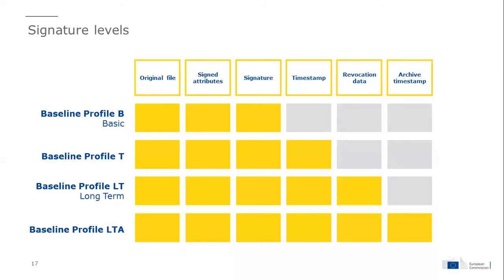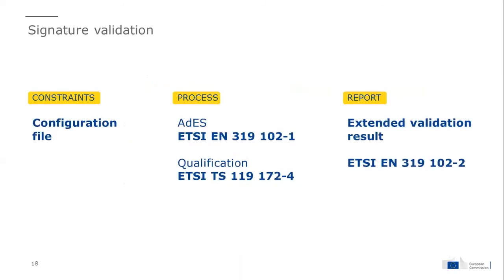In terms of validation, as I said, we stick to the 319.102 part 1, which is the process for signature validation regarding advanced electronic signatures.